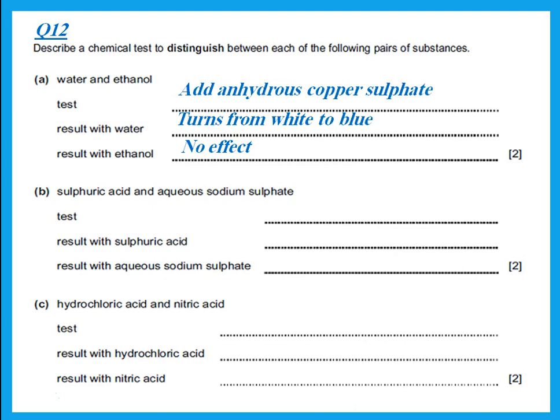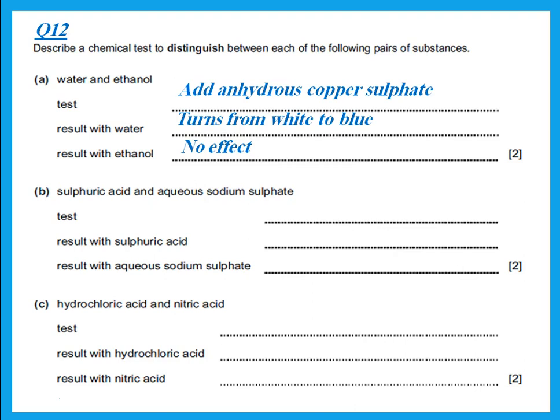I could also have said the test for ethanol. The test for ethanol that we have is bring a lighted splint near the liquid. If it is ethanol, the liquid will catch fire. And of course, with water, there is no effect. So either the test for water or the test for ethanol. Now, the next one is asking to distinguish between sulfuric acid and sodium sulfate. First of all, we cannot do the test for sulfate, because if we do the test for sulfate, both of them will give the same results.